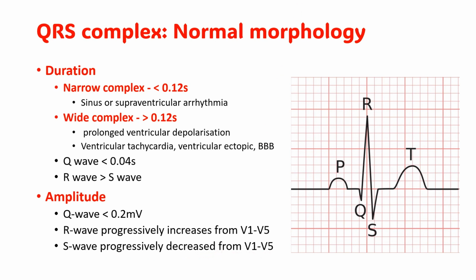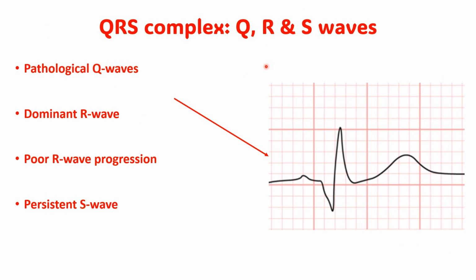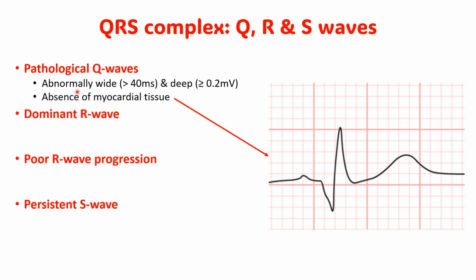Now let's talk about some pathological variants in the Q, R, and S waves. First of all, we have pathological Q waves, which are abnormally wide, greater than 40 milliseconds, and abnormally deep too, so greater than or equal to 0.2 millivolts. We can see here our pathological Q wave, and these are seen following myocardial infarction. They're abnormally deep and also abnormally wide.